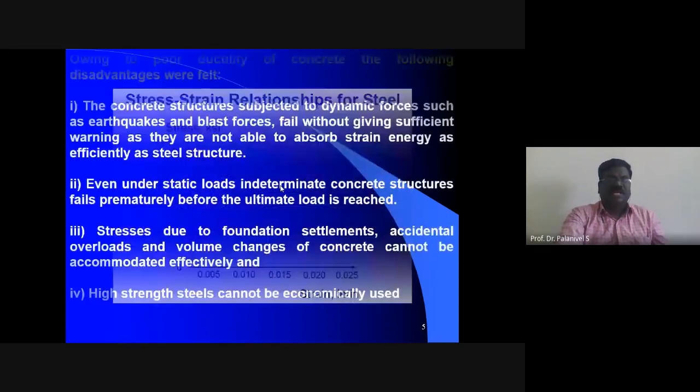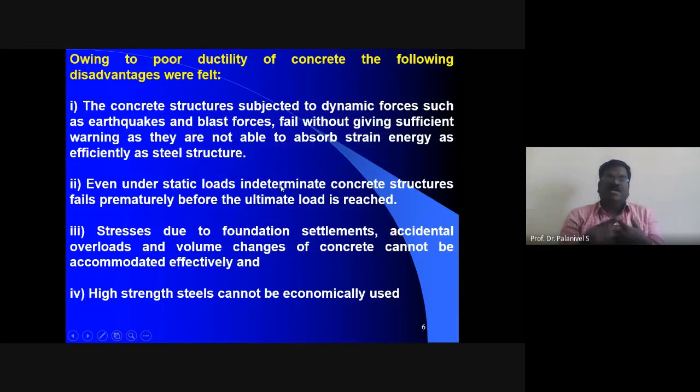Actually, moving to poor ductility of concrete, the following disadvantages were felt. Please see here. I have a nice collection which was prepared for some expert lecture. You need not go through all these points from the examination point of view.